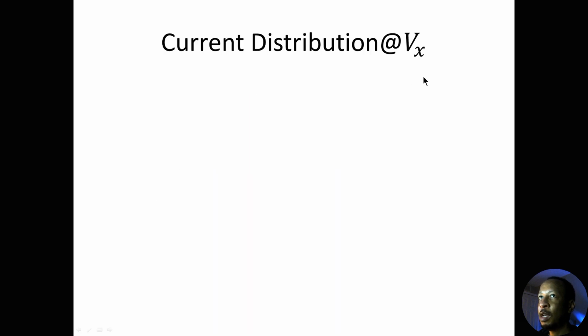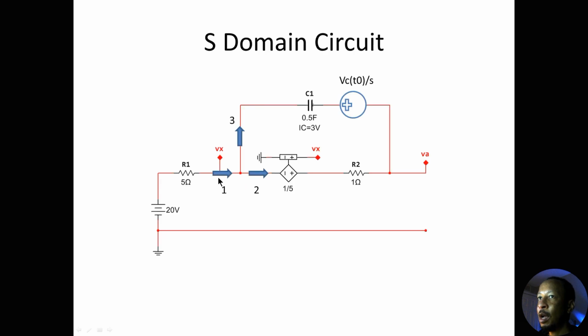Next, the current distribution at Vx. Starting the analysis here, I1 equals I2 plus I3. Let's go back to the schematic. I1 equals I2 plus I3. That's a current distribution law.